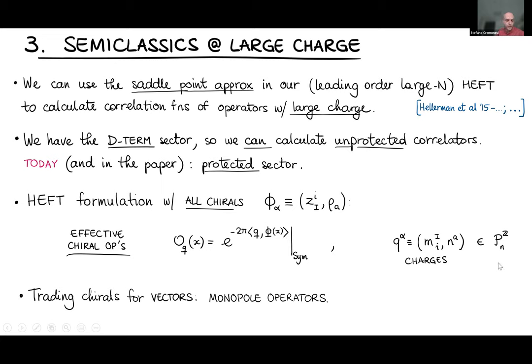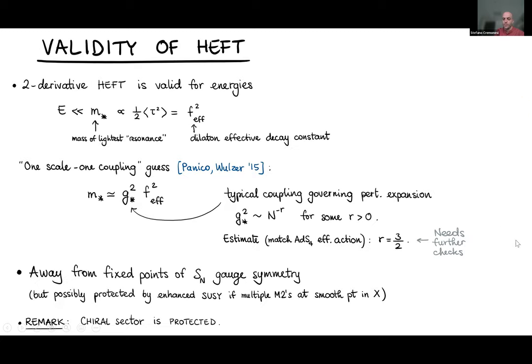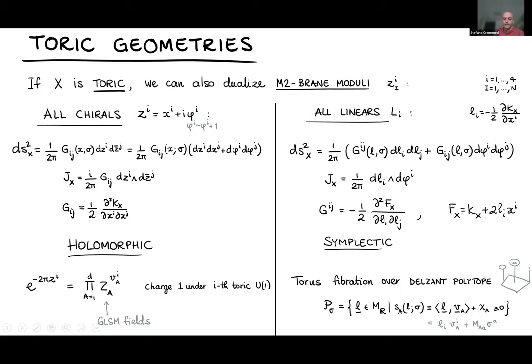But it turns out that if you want this object to be globally defined as a chiral operator in the conformal field theory, these charges will have to live in the discretized version of this Delzant polytope that appeared in the symplectic formulation of the toric geometry. So basically the charges are the discrete or quantized version of the moment map coordinates, which I call L here.